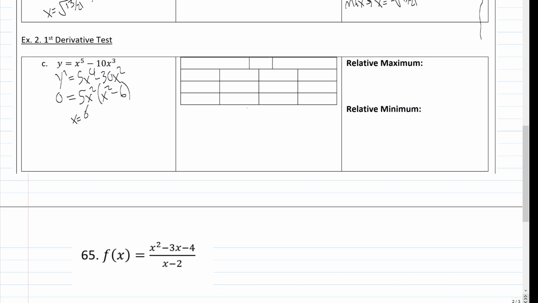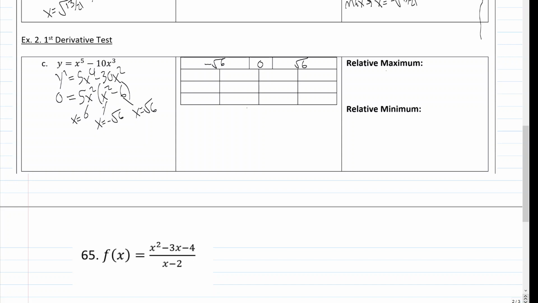And that kind of sucks, because square root of 6 isn't super nice, but we get x equals 0 as one of our critical points from the 5x squared, and we get x equals negative root 6 and x equals root 6 as our two other critical points. So always put these in order when you build your table. We always go from negative root 6 to 0 to root 6. That is in numerical order.